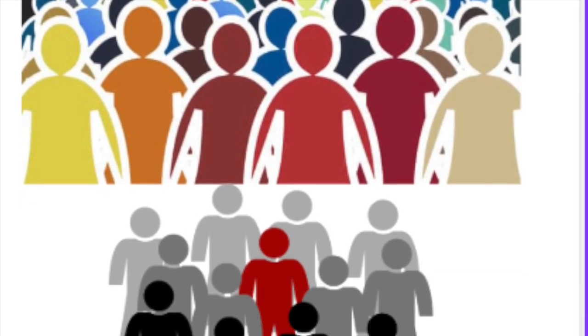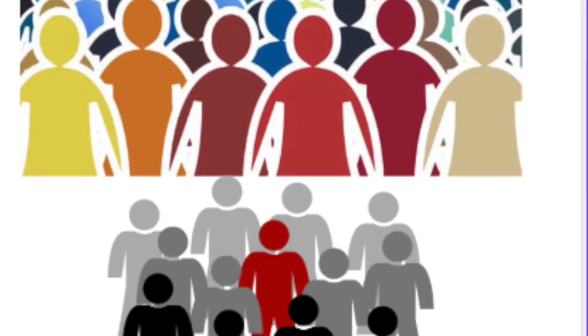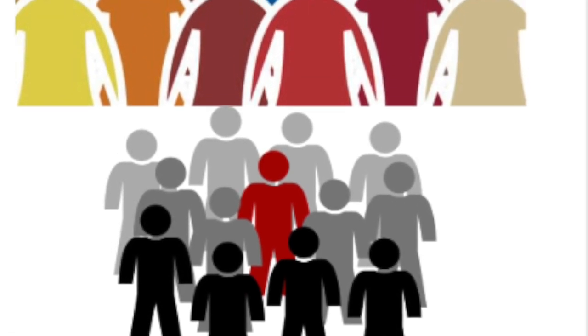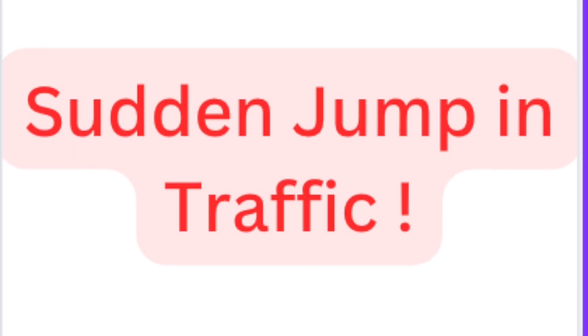Spike testing is the wild card. Picture zero customers, then suddenly 1000 walk in at once. No warning, no ramp up. This happens in real life. A tweet goes viral, a product launch explodes, a news story hits. Spike testing asks, can my system handle a sudden dramatic jump in traffic and bounce back?